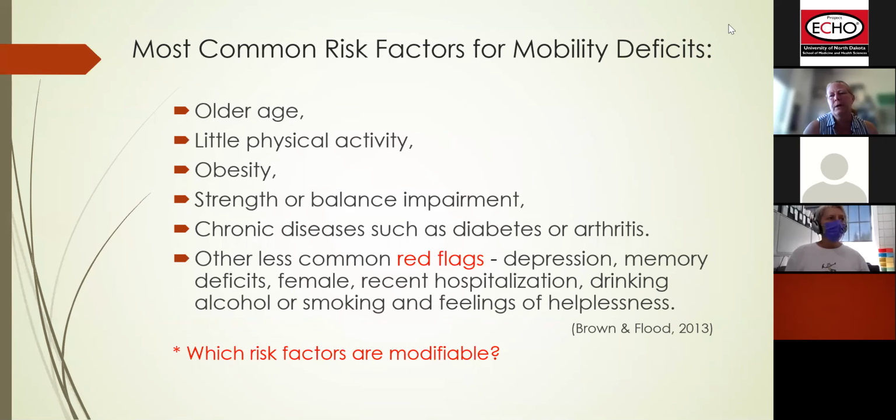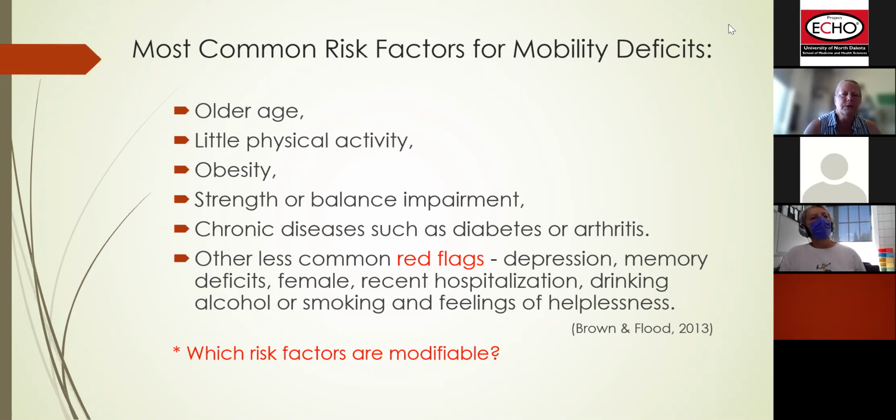So the most common risk factors for mobility deficits: older age, we get weaker, I should say we have the potential to get weaker, and the potential to lose mobility through flexibility of our joints. We might have some balance issues. The other big risk factor is little physical activity. So if people do less, we're also going to impact the mobility.